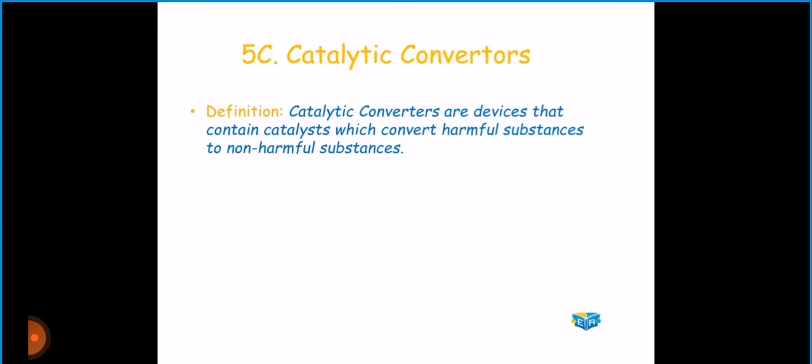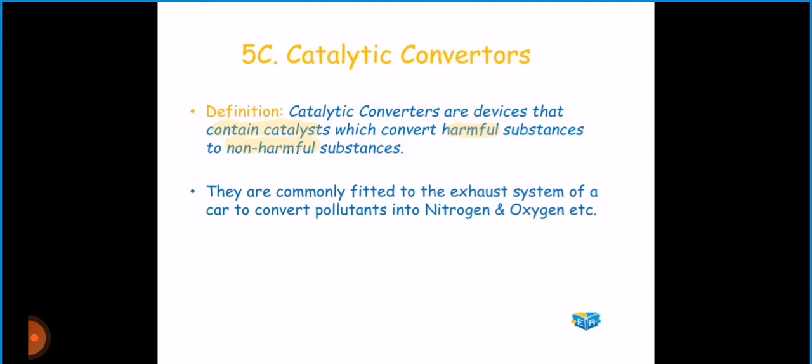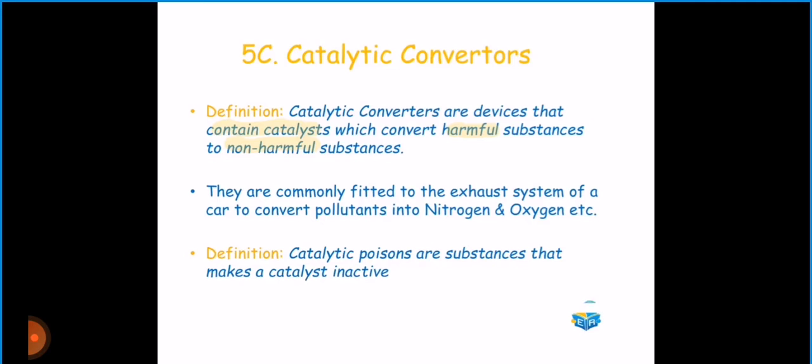So the next section that we want to look at is catalytic converters. Now, you would commonly know that catalytic converters can be found in cars. So what do they do? Catalytic converters are devices that contain catalysts which convert harmful substances into non-harmful substances. And they are commonly fitted to the exhaust system of a car to convert pollutants into gases such as nitrogen and oxygen. However, catalytic converters can be broken, as we've said already, by catalytic poisons.